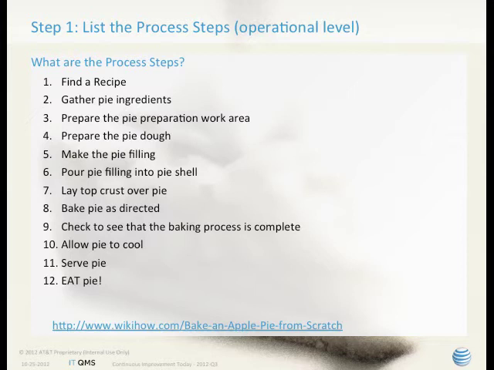I need to gather the pie ingredients. I need to prepare the pie preparation work area. I need to prepare the pie dough. I need to make the filling. I need to pour the filling into the pie shell. I need to lay the crust over the pie. I need to bake the pie as directed. I need to check to see if the baking process is complete. I need to allow the pie to cool. I need to serve the pie, and then I need to eat the pie. This all comes from Baking Apple Pie from Scratch from wikihow.com.